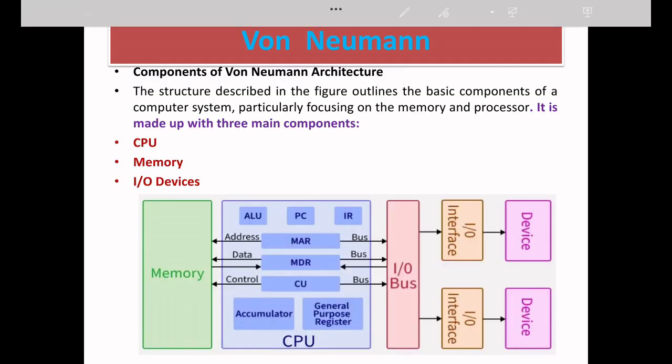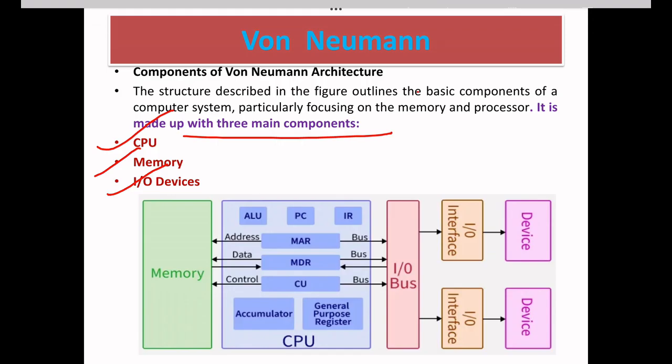So for this von Neumann, these are the components. There are three components. The first one is the CPU, memory and input output device. So this is the overall structure. It is made up of three components. Already we said: CPU, memory and input output. I will show the diagram of how the system is working.